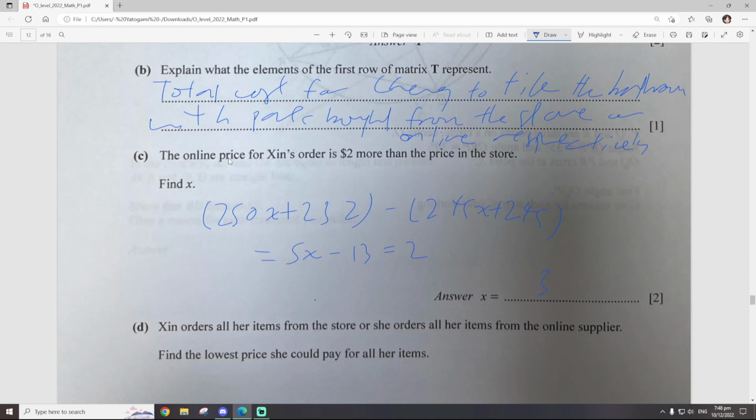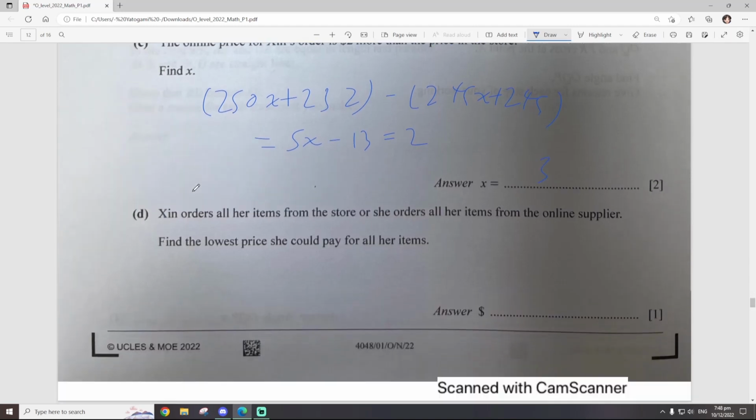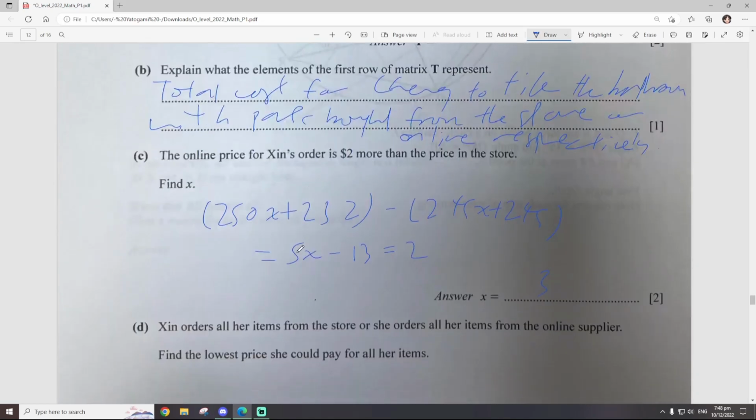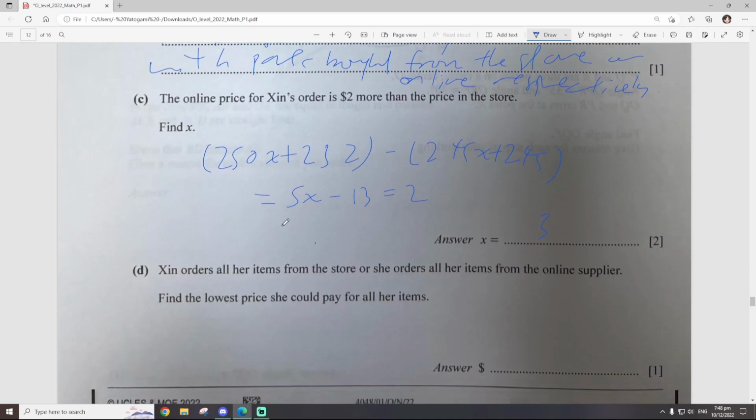Xin orders all the items from the store, or she orders all from the online supplier. What's the lowest price she can pay? Well, the lesser of the two is the one in the store, which is just 245 times 3 plus 245. 245 times 4 is $980.